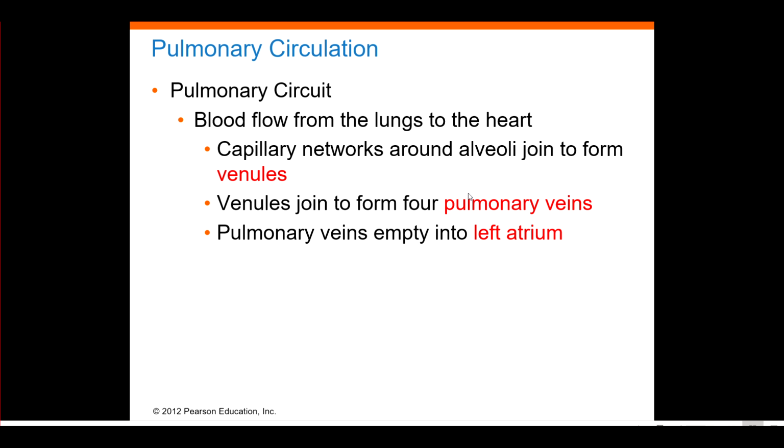So these capillary networks around the alveoli are going to become venules. If you remember from our previous lesson, venules are microscopic veins. These venules coalesce, right? They combine to form the pulmonary veins, and these carry oxygenated blood back to the left side of the heart, the left atrium.